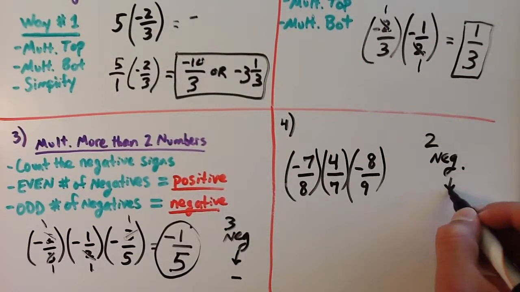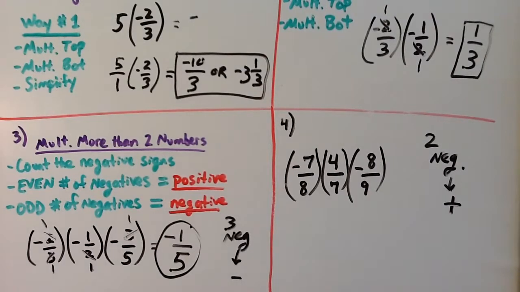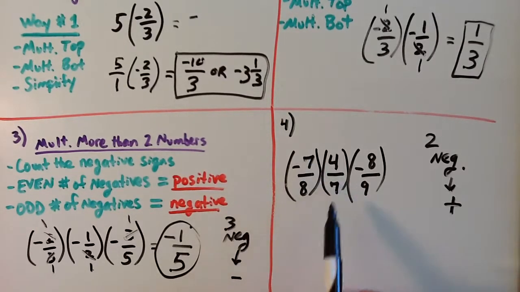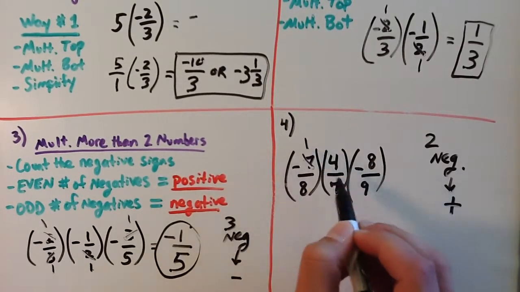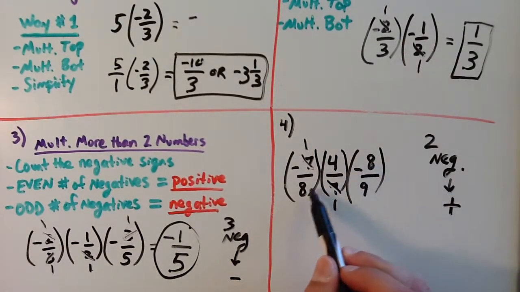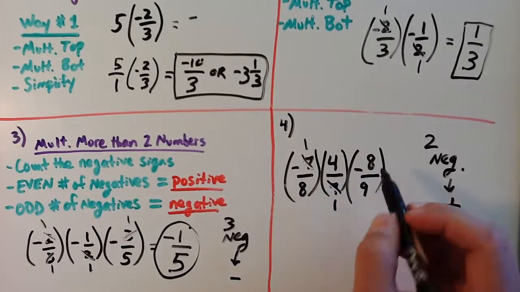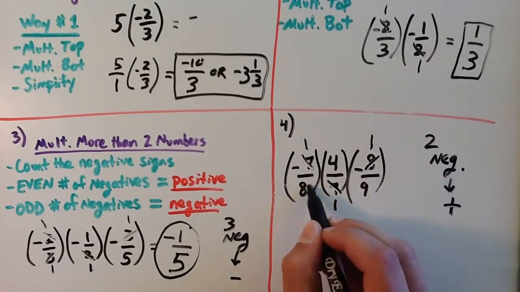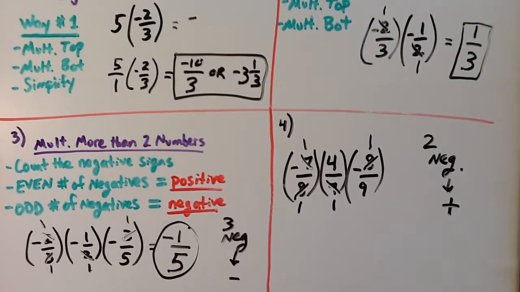I know 2 is an even number, so I have an even number of negatives, which means my product here will be positive. Now let's look and see, can I cross simplify anywhere? Well, here I have 7 over 7. That's the same thing as 1, so I'm going to cross the 7's out, make them 1. And here I have 8 over 8, and I know 8 over 8 is also the same thing as 1, so I'm going to cross those 8's out, make them 1.